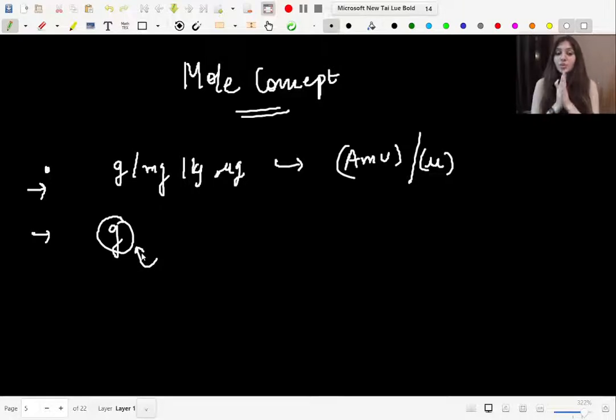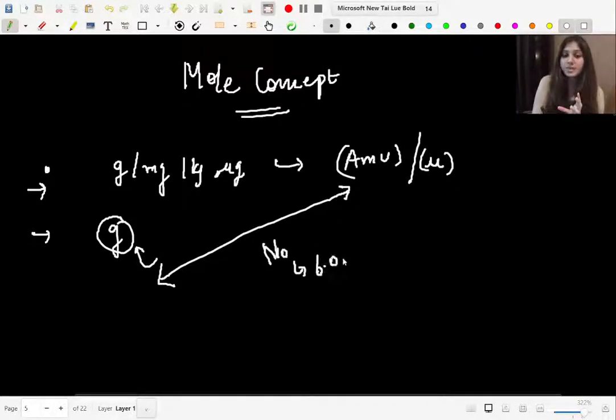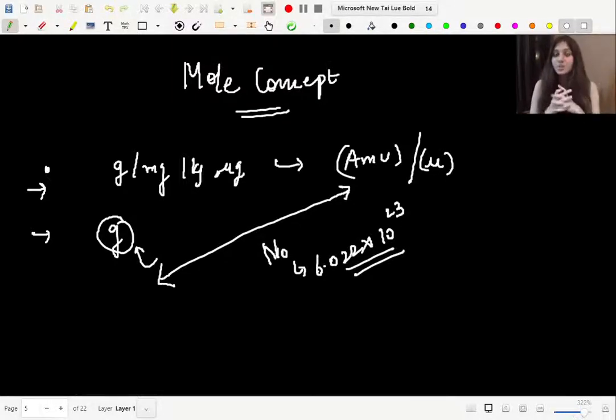So the main issue was, a bridge had to be developed between grams and AMU, and this bridge is nothing but Avogadro's number, which is 6.022 × 10^23. Is that clear? Even if it is not clear, I will try to make it more clear.